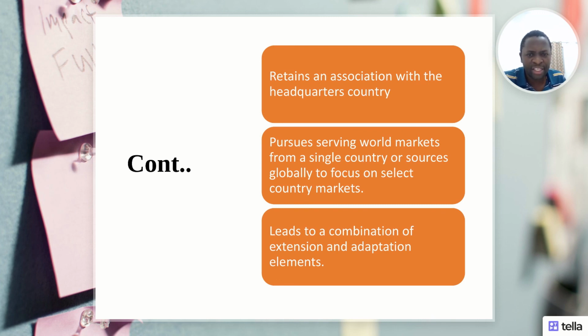Pursues servicing world markets from a single country source globally to focus on select country markets. Because of the internet, because of technology, expansion of the brand, expansion of a product range into different countries is quite easy. And companies are in a position to extend and adapt to different elements.